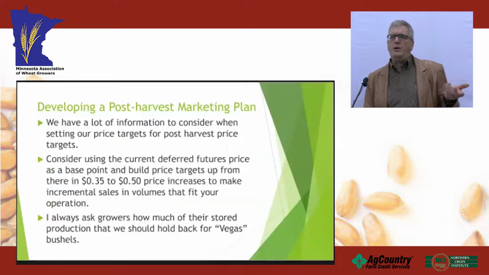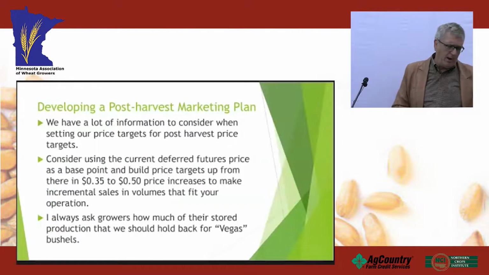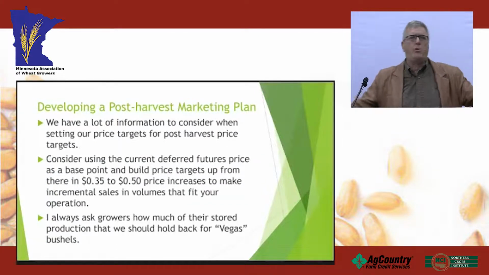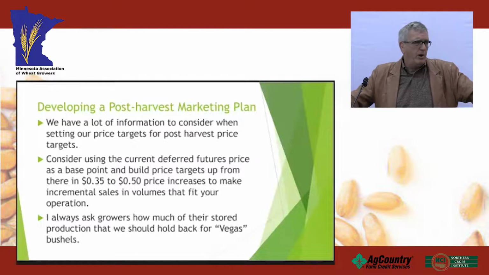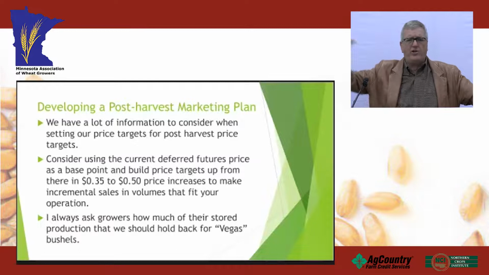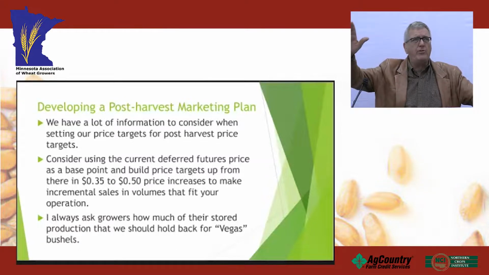So if I am going to go ahead and put those price targets in, I'm probably going to start somewhere in that 1024-ish range, and I'm going to go up at least 35 cents to maybe as much as 50 cents above that as I set price targets. But I want to make sure I build in that flexibility. I want to build in the ability to defer if I'm in an upward trending market.